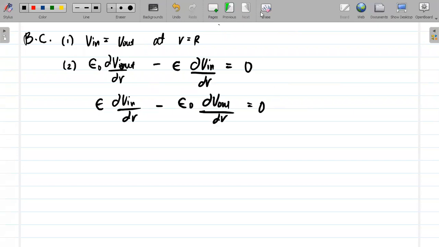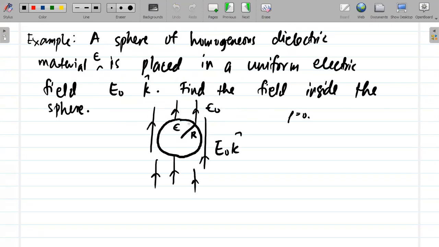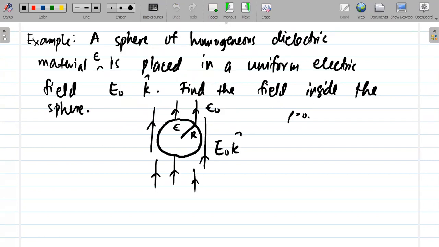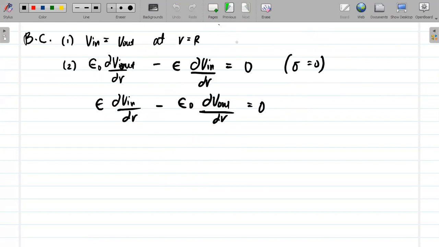Bakit? Wala kang nilagay na sigma at the surface. Di ba? Wala kang nilagay na free charges dito sa labas. So, kung kunwari yung problem, naglagay ako ng sigma equals something, ilalagay nyo yun sa right-hand side. Pero here, sigma F is 0.